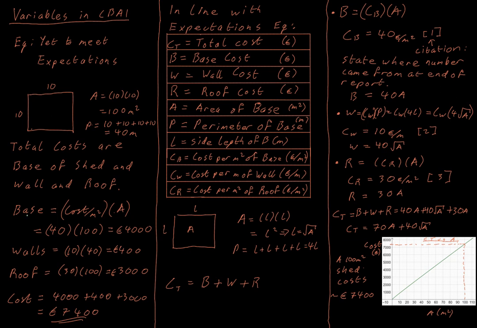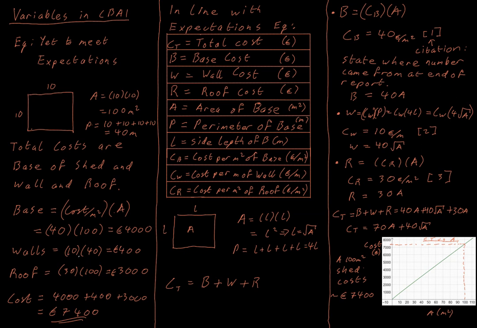And I then work out what the base is. The cost of the base is going to be the cost per meter squared of the base times the area of my shed, which is 100. And I work out in a separate part of my project, or I find on the internet, that my cost per meter squared is going to be 40 euro. So when I multiply that up, I get 4,000 euro for the cost of the base of my shed, also called the foundation of a shed.